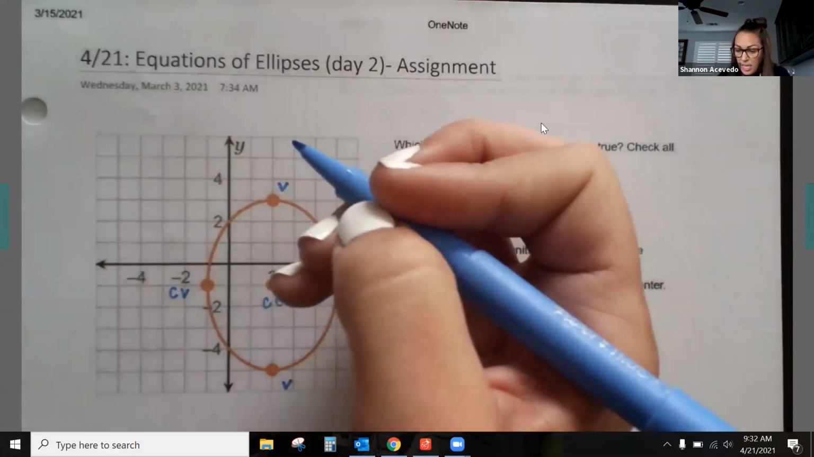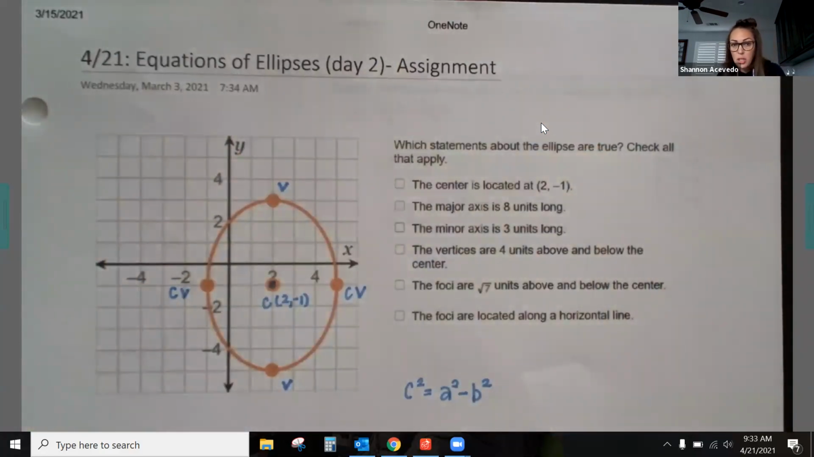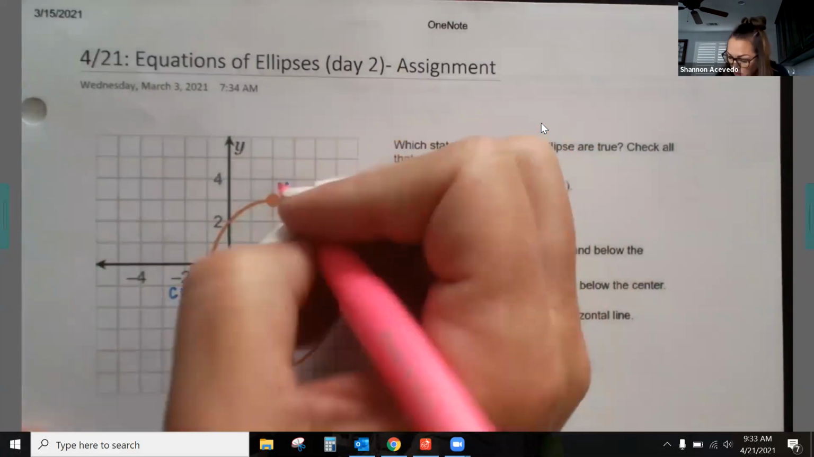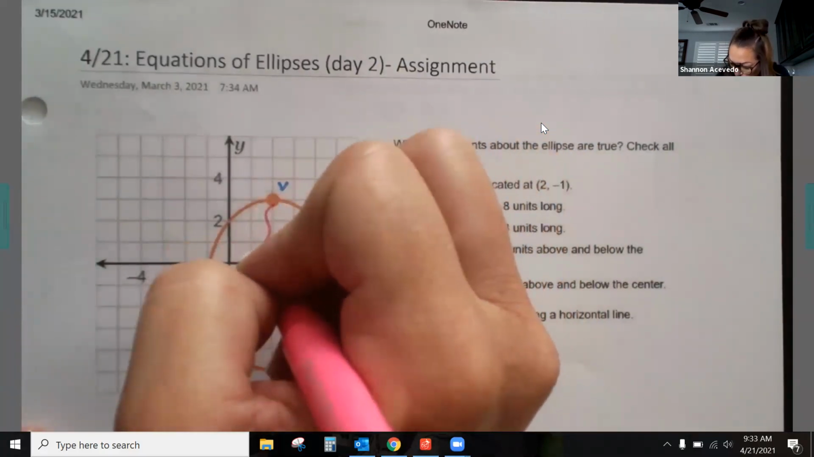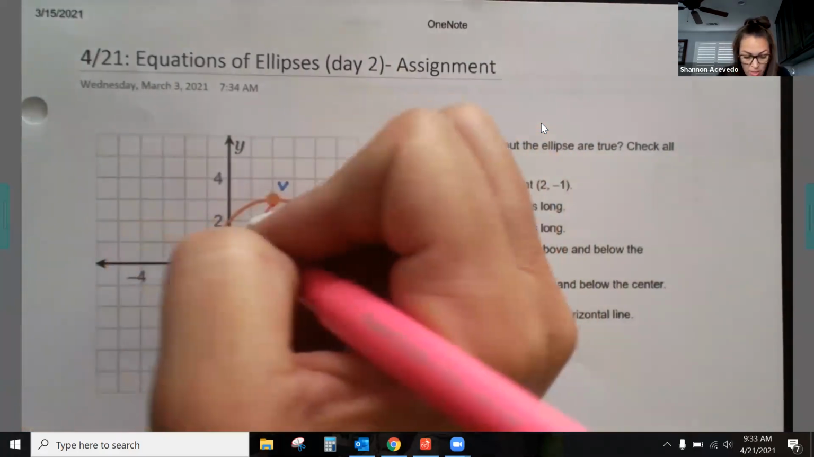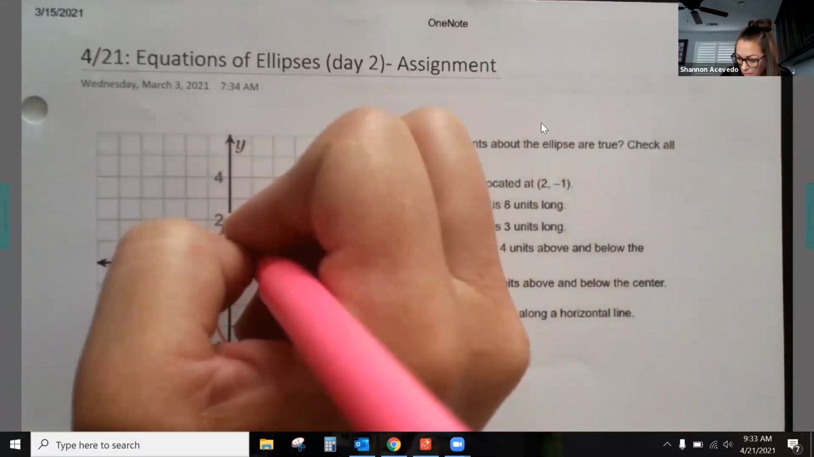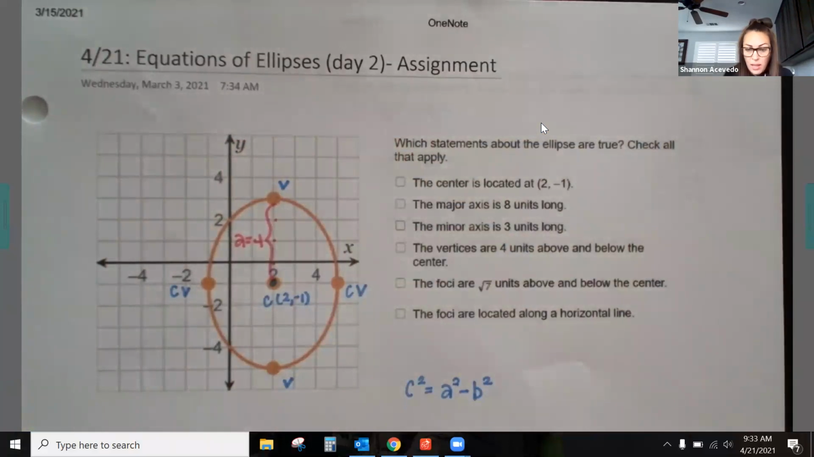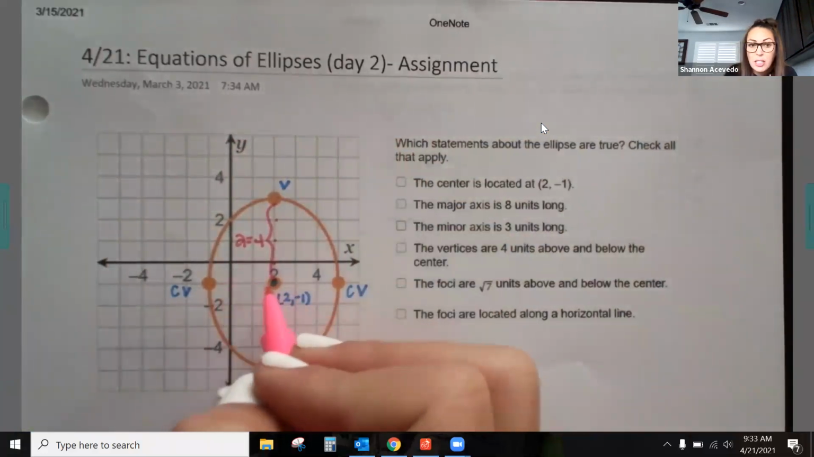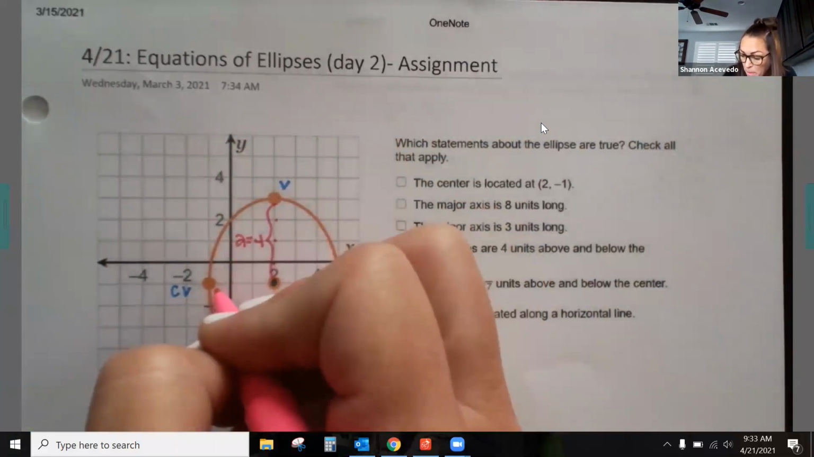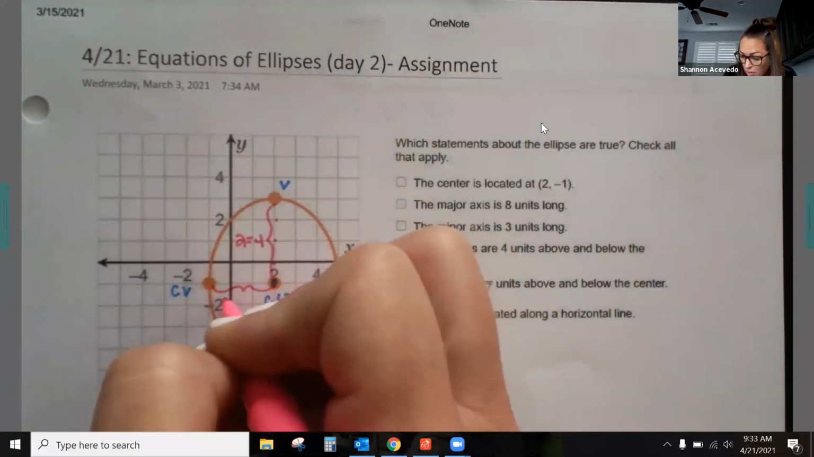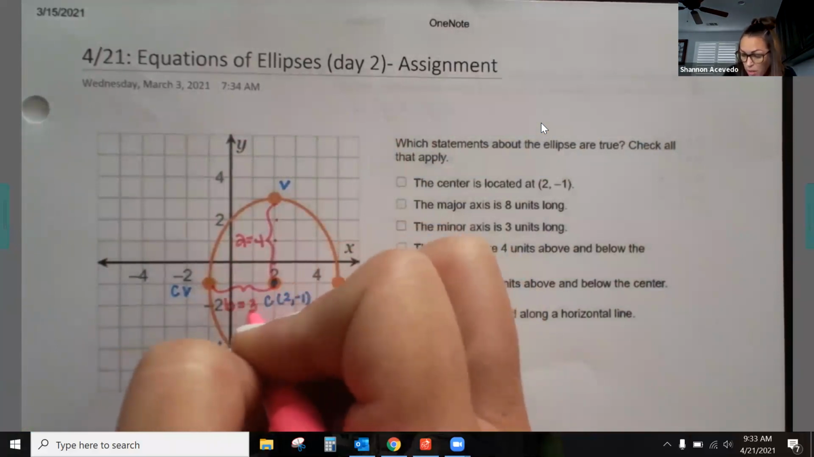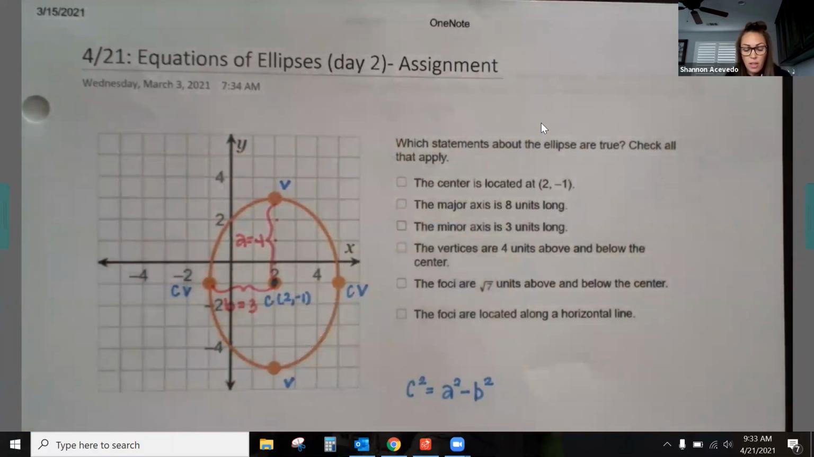These are my vertices. Then these 2 that are closer to the center are my co-vertices. The distance from the center to the vertices is my A value, and in this case that distance is 4. I could just count it: 1, 2, 3, 4 away. The distance from my center to my co-vertices is always the B value. The B value in this case is 3.